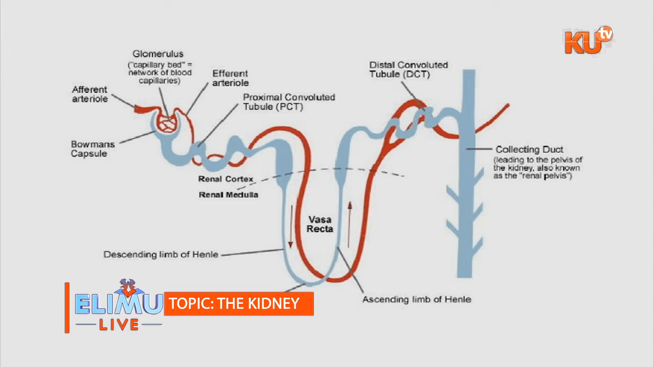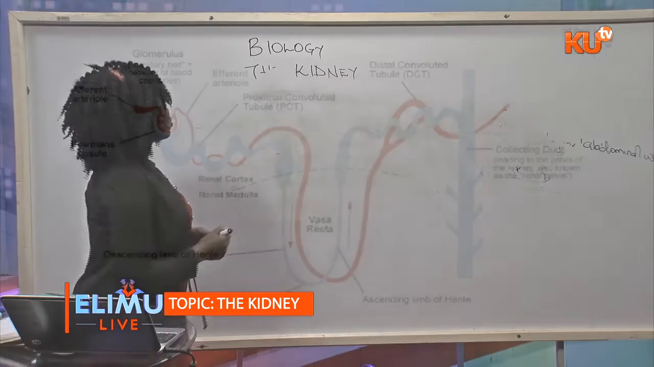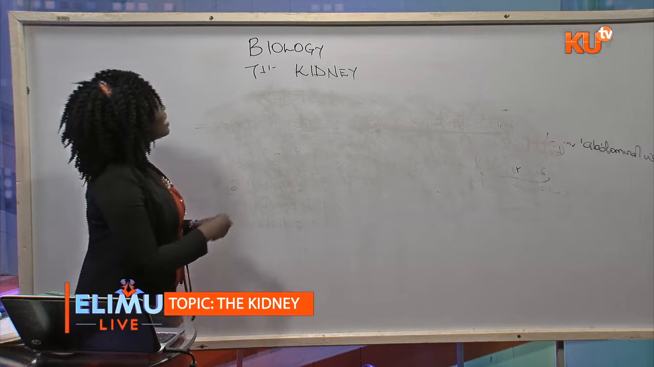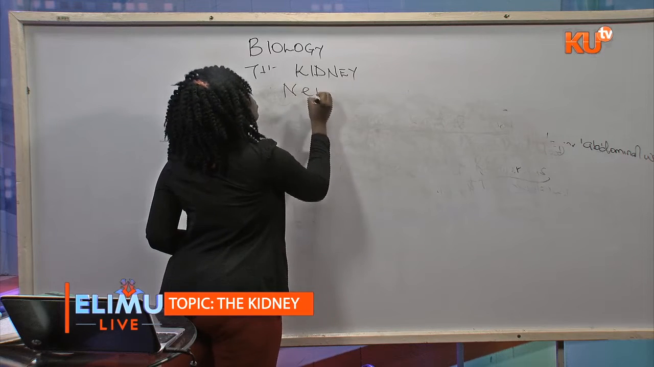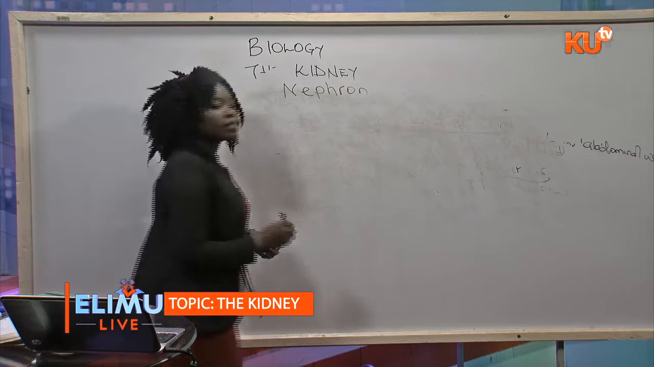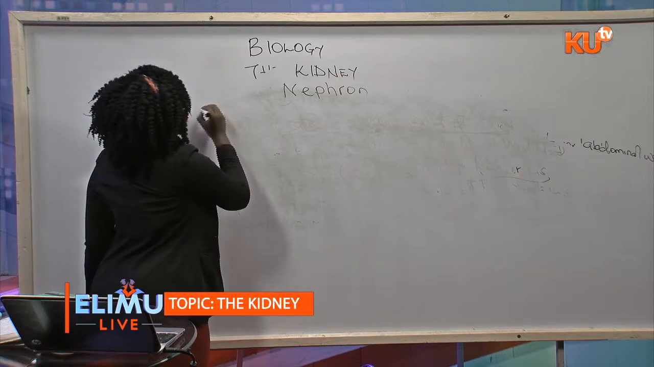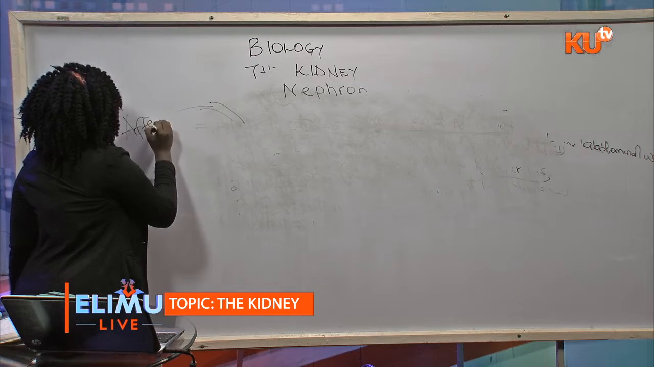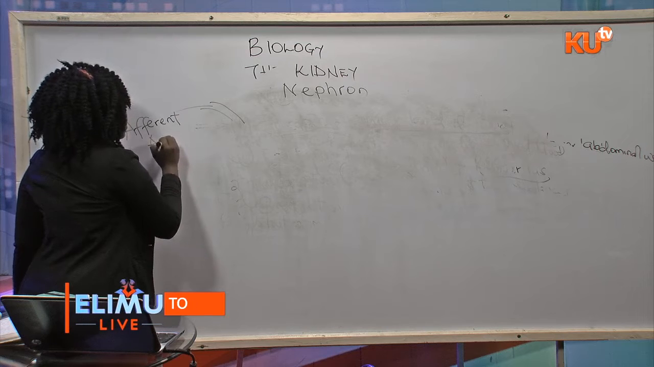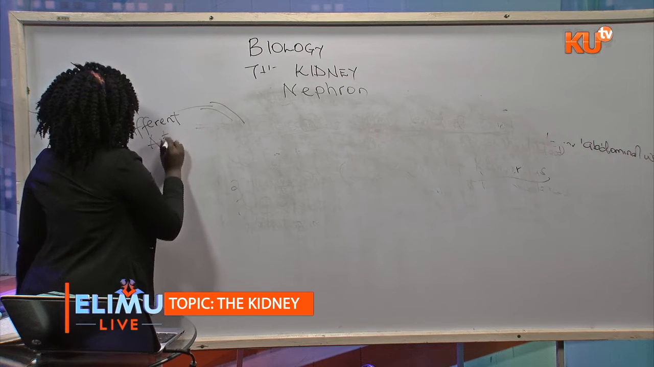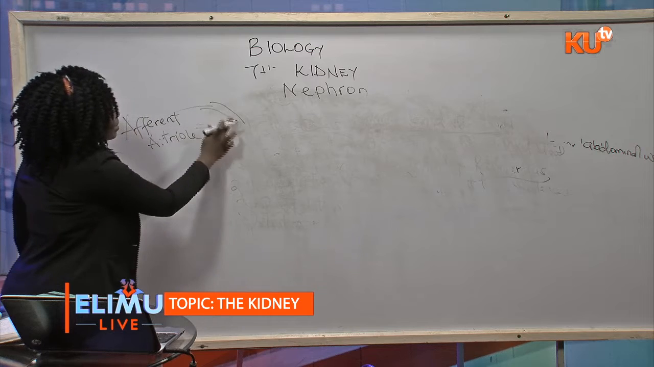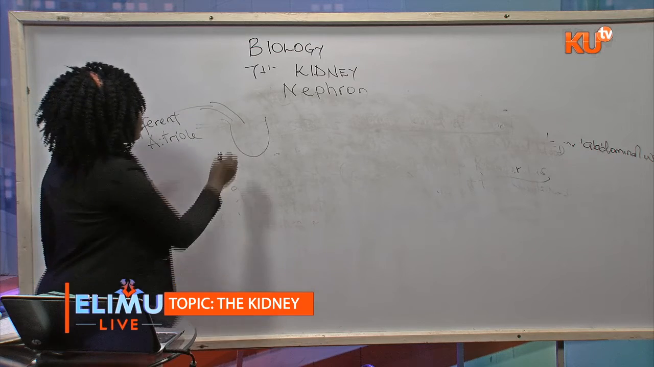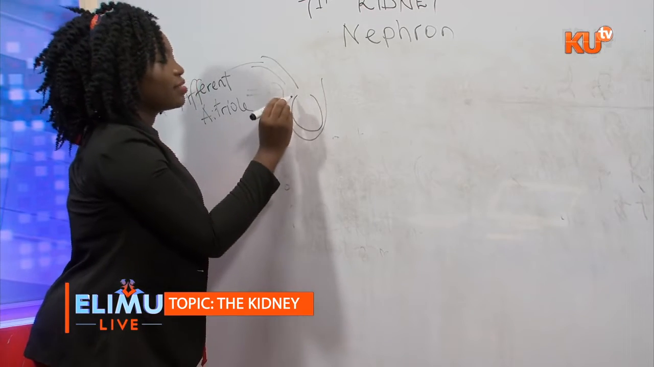I want to explain how ultrafiltration, reabsorption, secretion, and excretion occur. So I will draw a very simple labeled kidney nephron that will help us to explain how all these occur. This is the afferent arteriole. I'm just doing a sketch. It comes into the Bowman's capsule, and the Bowman's capsule has something called the glomerulus.